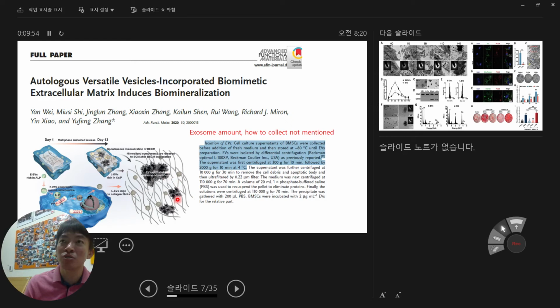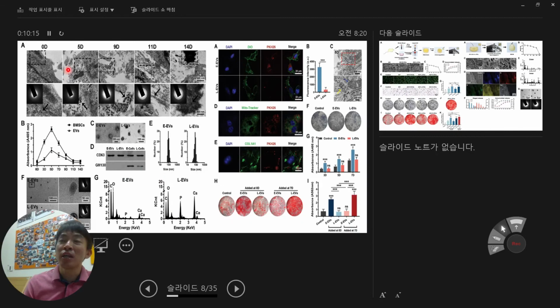So this late EV can easily deposit in the collagen 1 precursor. This is some early matrix for bone formation. So they want to utilize early EV and late EV together. Over 14 days of osteogenic differentiation from the MSC, they use BioTM and check.